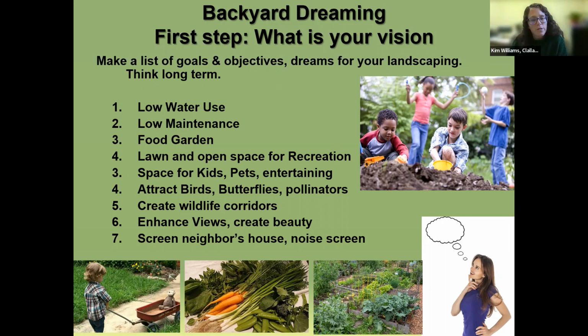So what other uses do you want your landscaping area to have? Do you need open space for kids and pets? Or do you want to just attract the birds and the butterflies and create wildlife, create that habitat to just have the birds singing and create that beauty? Or do you need your landscaping to screen out something, screen out a busy road or a neighbor's house or something like that? So writing down your vision is a really important part before you get started and before you start running off and buying plants.